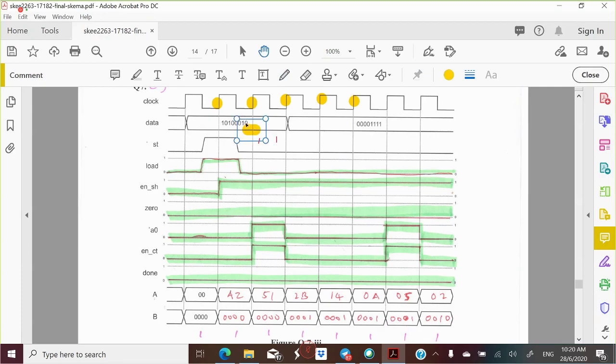I don't know why my pen doesn't work now. Okay, so when the 0 comes out, it can become 1, 0, 0, 0. And then the new number 5. Yeah, correct. So you got 5, 1.